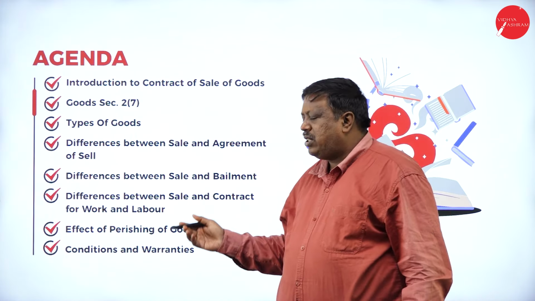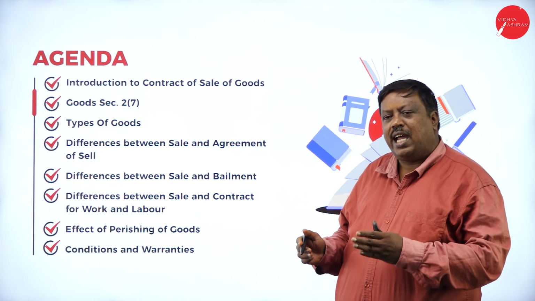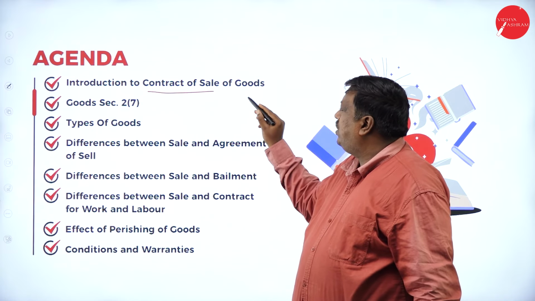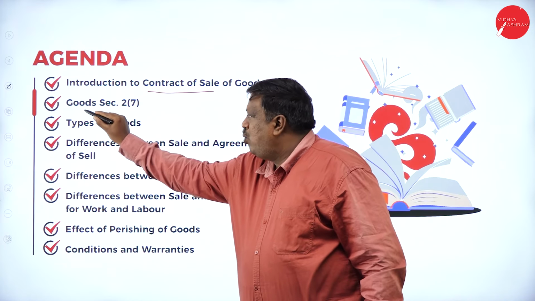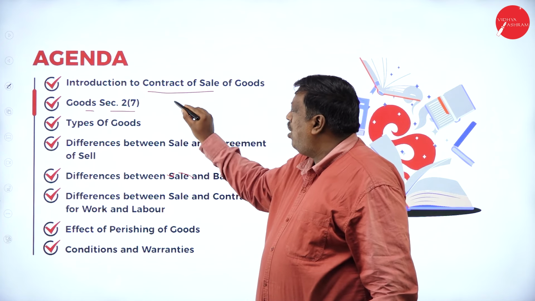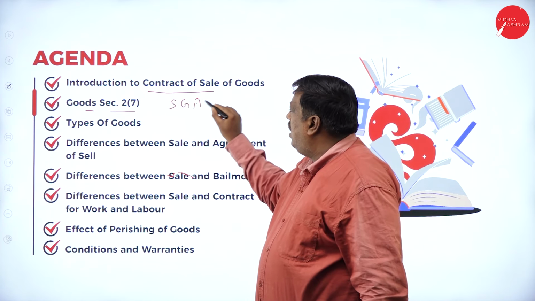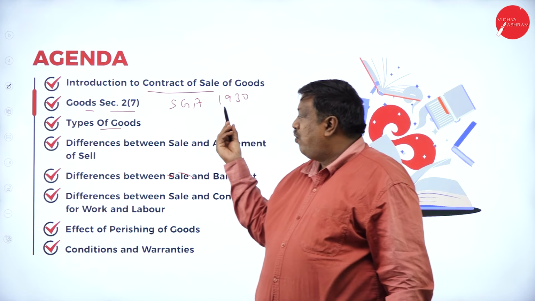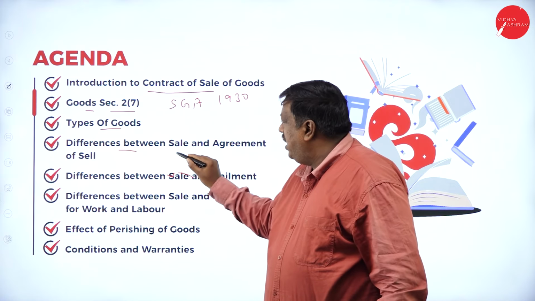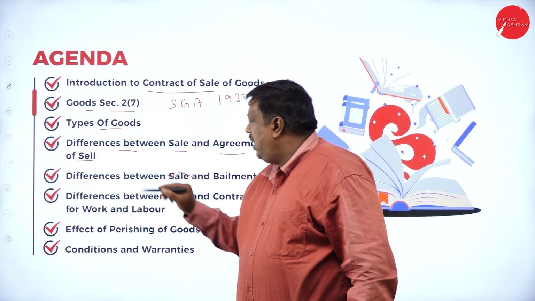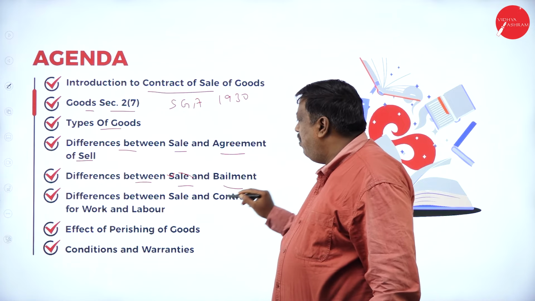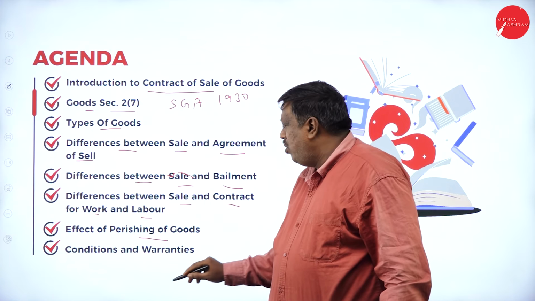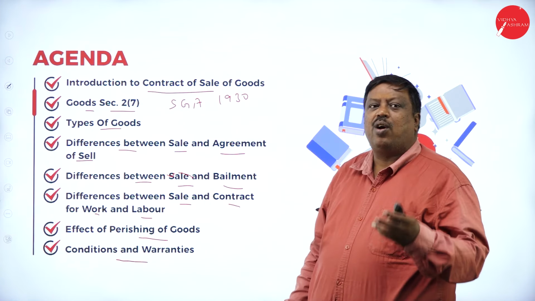The agenda for today's concept, for the Sale of Goods Act 1930: first we are going to learn the introduction to contract of sale of goods and the meaning of goods as per Section 2, Subclause 7 of the Sale of Goods Act 1930, and types of goods. We are going to discuss the difference between sale and agreement to sell, difference between sale and bailment, sale and contract of work and labor, effect of perishing of goods, and conditions and warranties in the concept of sale.